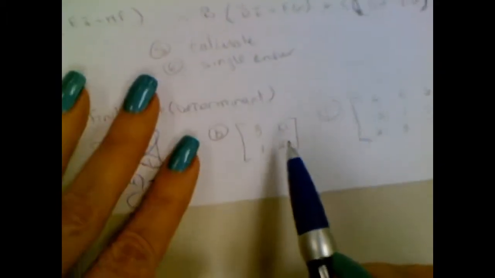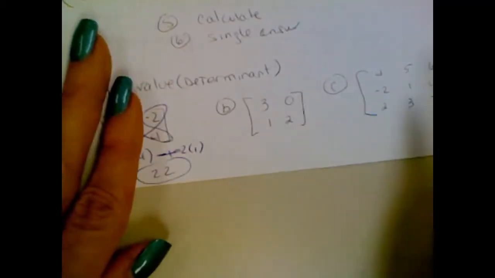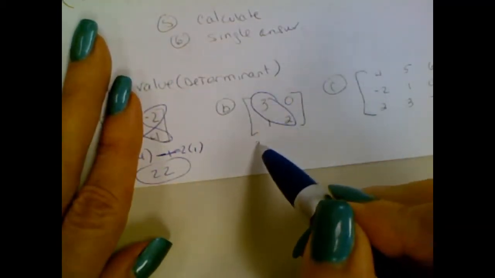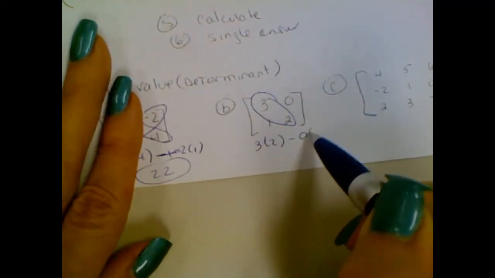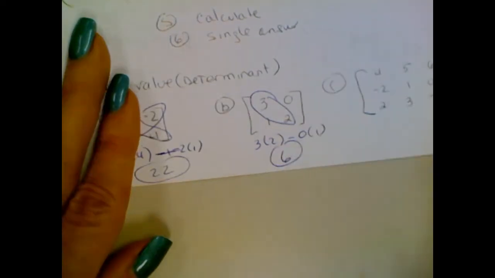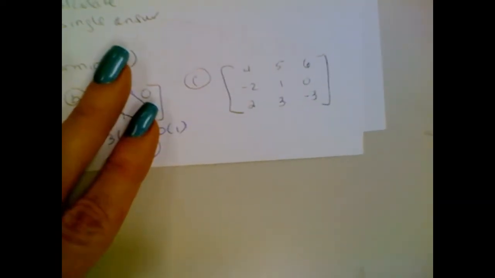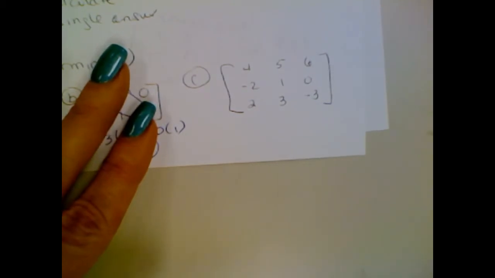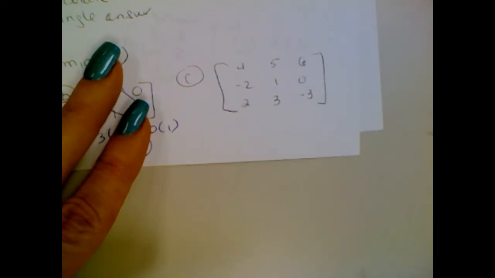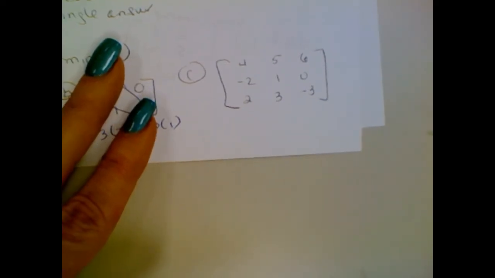Okay, let's do this next one. First by hand. Okay, how do you do it? 3 times 2 minus 0 times 1, which is just 6. Do we want to do this on the calculator? Now, the 3 by 3 is definitely easier on the calculator than by hand. But we are going to do it by hand right now. There's not a lot of room, so you got to write really small.